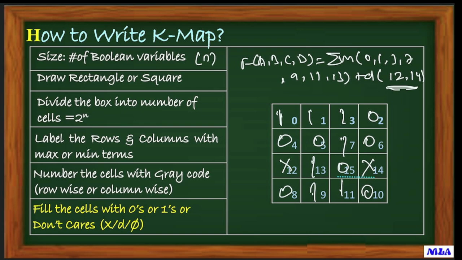If the function is in sum of min term form, we will use the min terms for labeling rows and columns. Or else, if the function is in a product of max term form, we are going to use the max terms for labeling the rows and columns. Once the labeling is done, the next step will be to number the cells with a gray code. After that, the final step is to fill the cells with the zeros, ones or don't cares depending on the given Boolean function. So this completes the first part. In the second part, we will see how to solve a K-map.